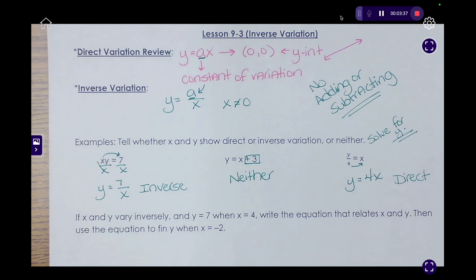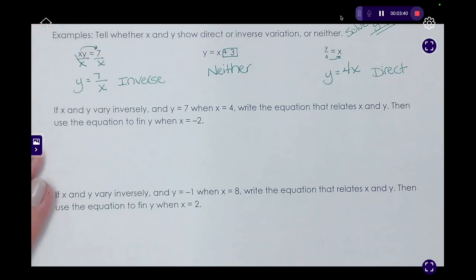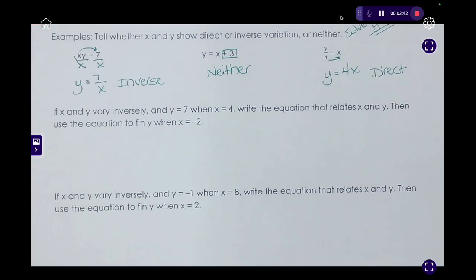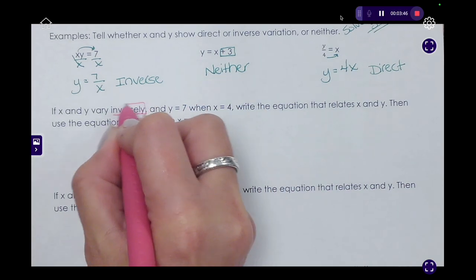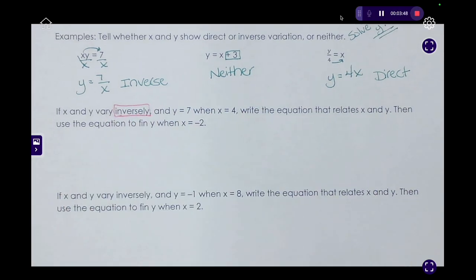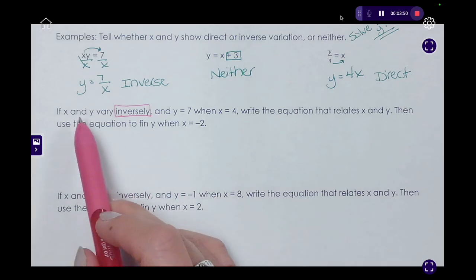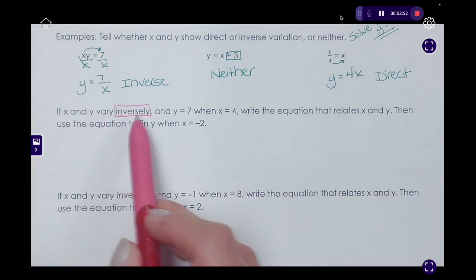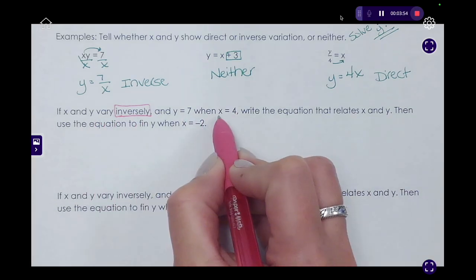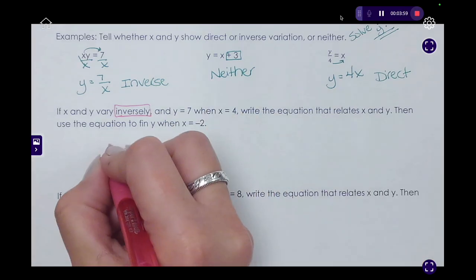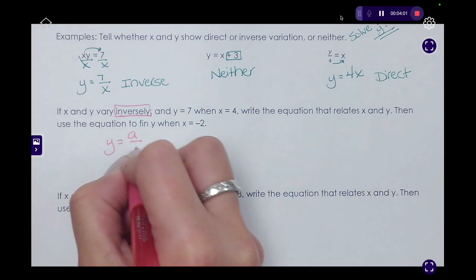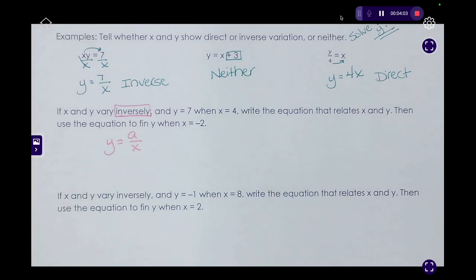Okay? Now, for the next couple, we are going to actually write the equation, and then we're going to use that equation to find different values. It's going to tell you in the directions right here whether it is direct or inverse variation. So for this one, it says if x and y vary inversely and y equals 7 when x equals 4, we want to write the equation. So remember, my inverse variation equation looks like this: y equals a divided by x.